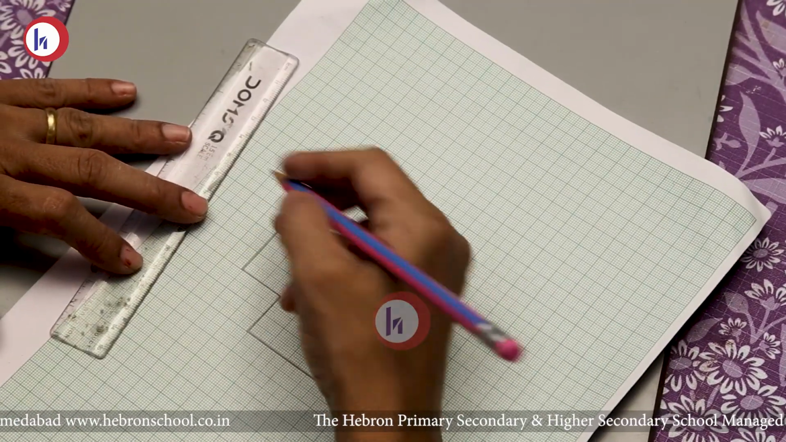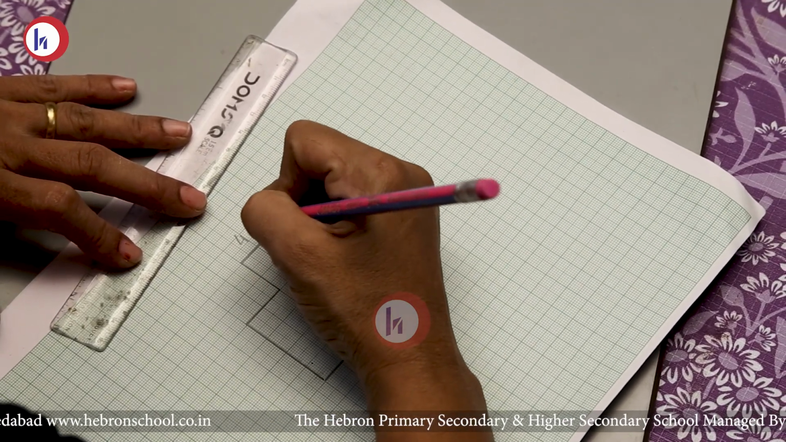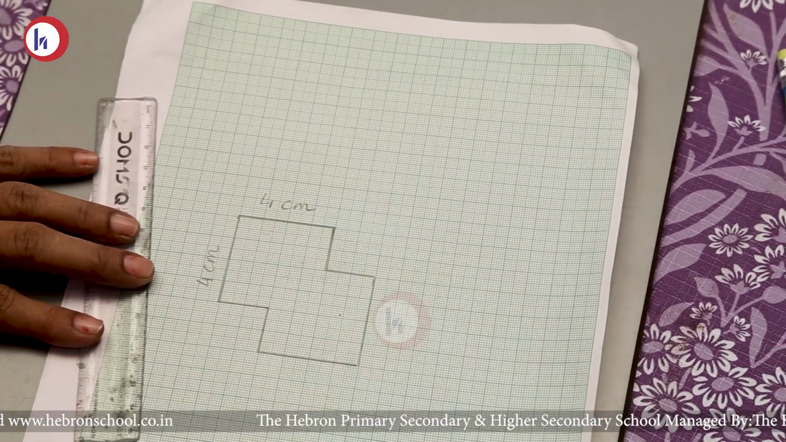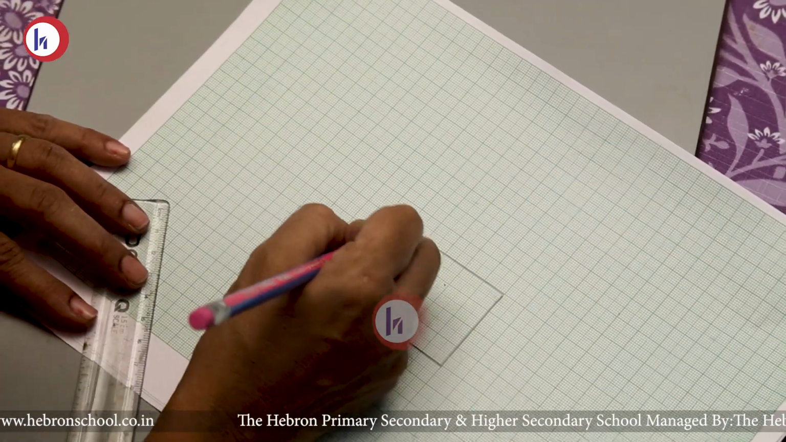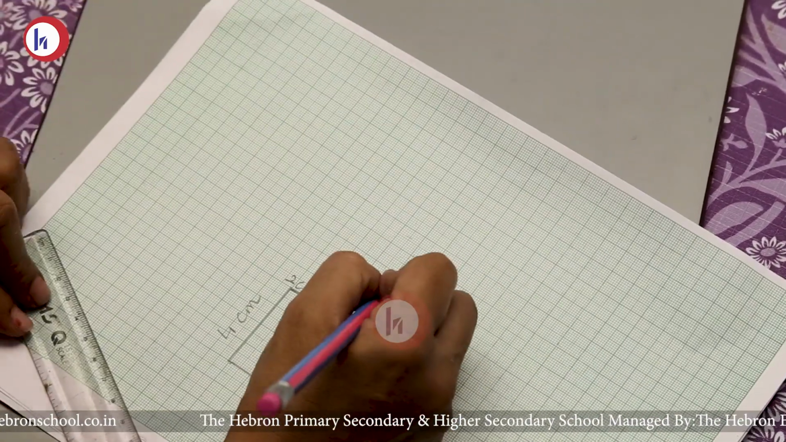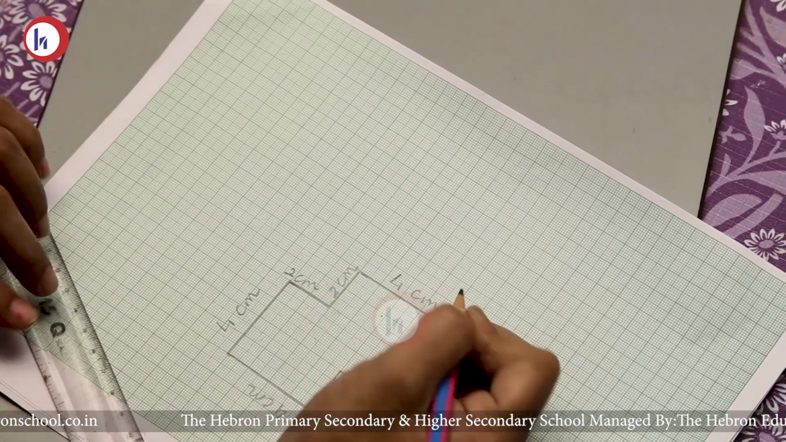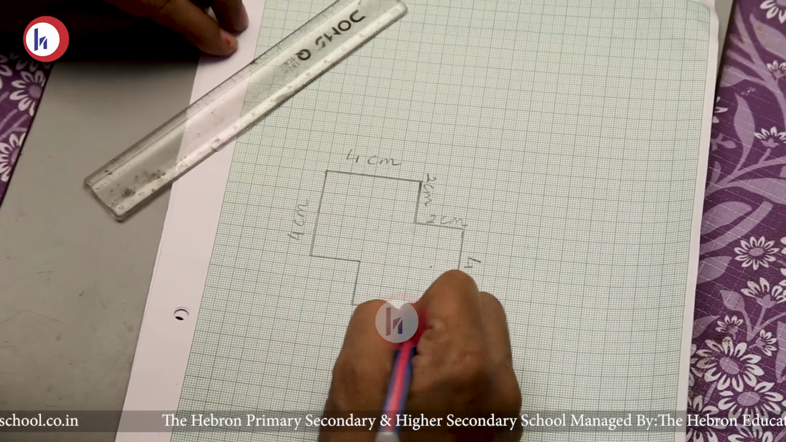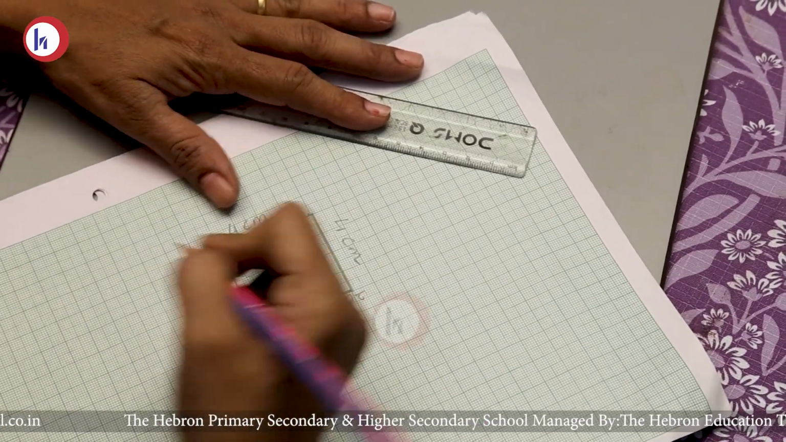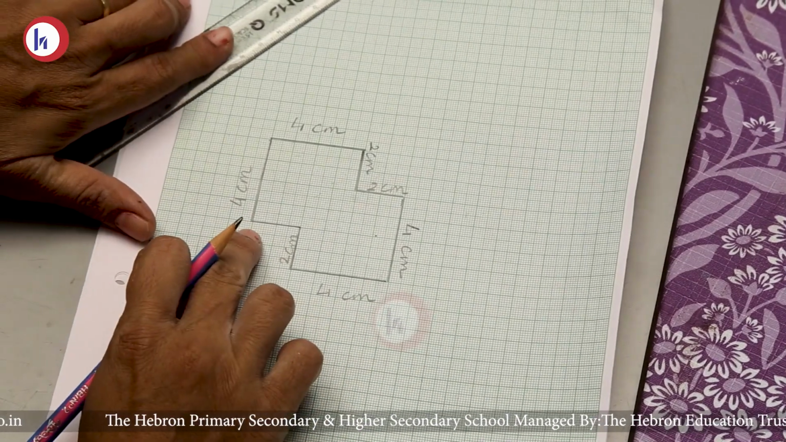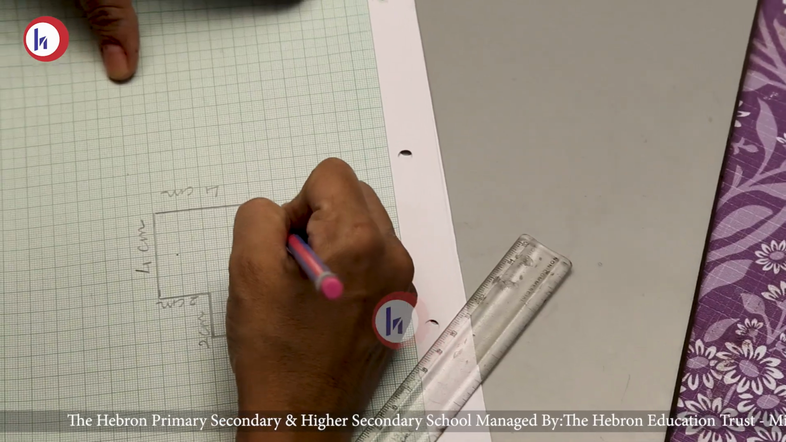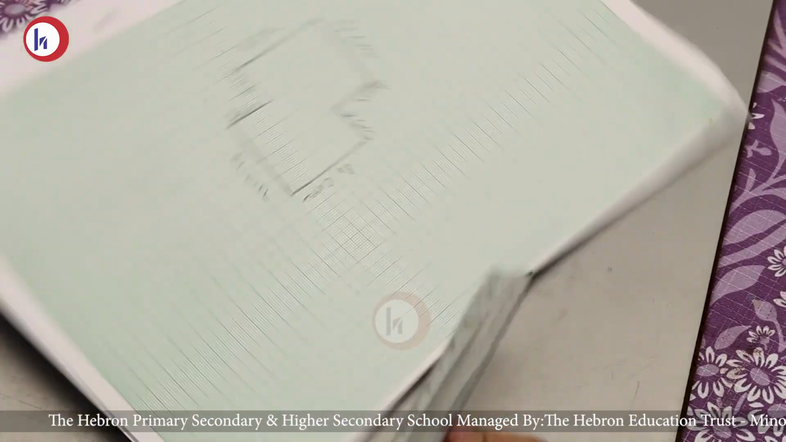So here it is 4 squares. That means 4 centimeter. Here also 4 centimeter. Here 2 centimeter. Here 2 centimeter. And here 4 centimeter. Here also 4 centimeter, and 2 centimeter. Okay, done? No, here we forgot to write 2 centimeter. See, you have to keep in your mind, no side will be left, 2 centimeter. Now your figure is over.